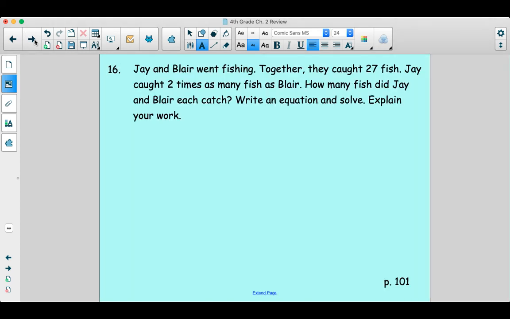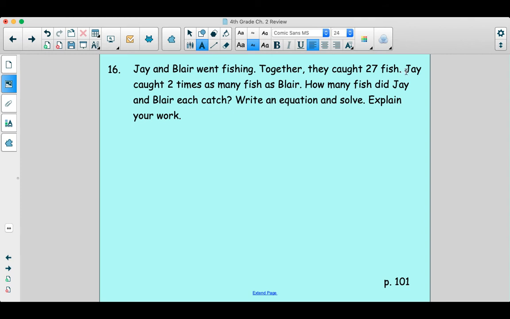Jay and Blair. Why don't you take a moment to read this to yourself? Okay, so imagine Jay and Blair went fishing, and all together, they caught 27 fish. Now, Jay caught 2 times as many fish as Blair. Okay, so who caught more fish, Jay or Blair?